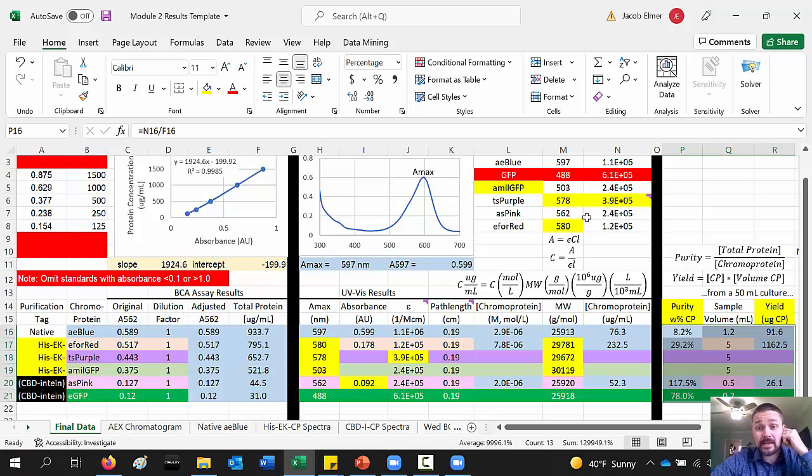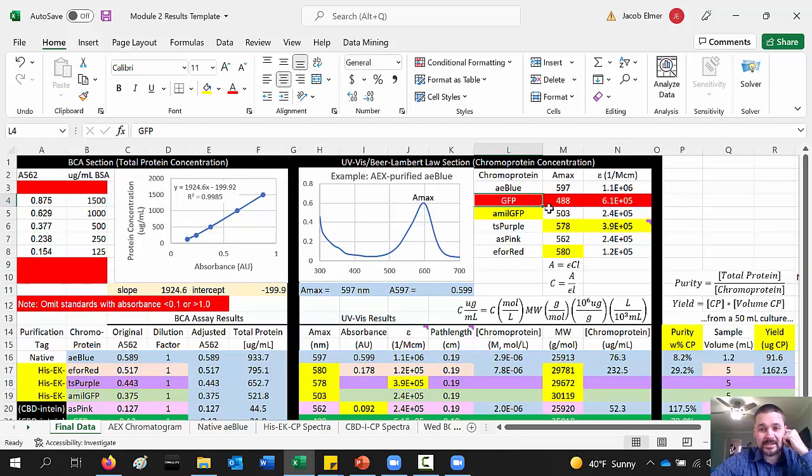Oh, one more thing. I made another oopsie in the lab manual. I gave you the extinction coefficient and absorbance maximum for GFP. This is the GFP from the jellyfish, Aequorea victoria. But we had Emile GFP in the his-tagged samples. So just use these values here for the his-tagged Emile GFP instead of what you see in the lab manual.